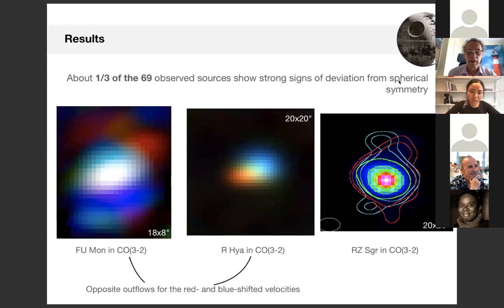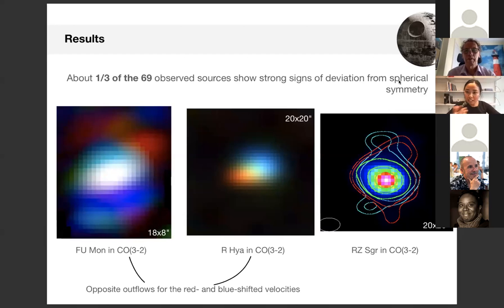Here are shown the different velocities. So in red, you have the red shifted velocity, in blue, the blue shifted, and in green, we have the central. And you can see the different outflows. So we have opposite outflows for the red and the blue shifted velocities for FU-MON and also for R-HIDRA in CO221. So those images are not consistent with the assumption of the spherically symmetric circumstellar envelope.